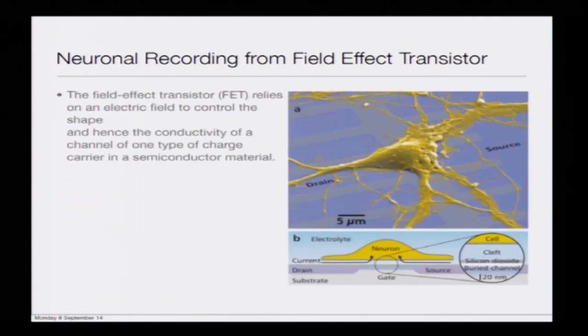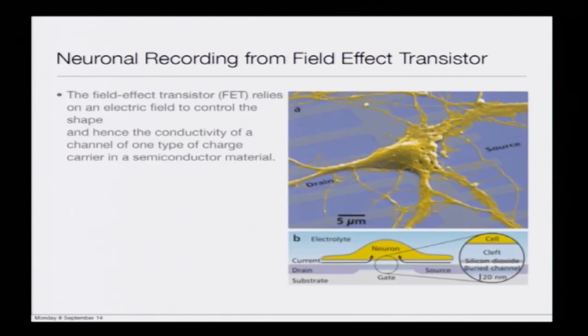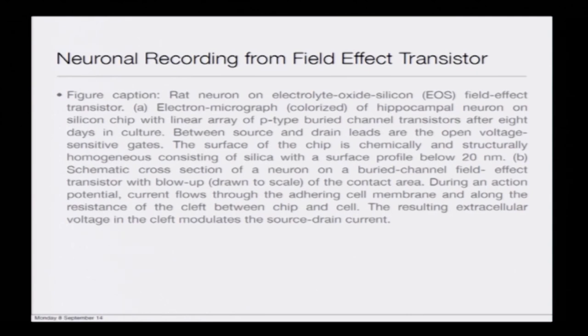Now, you realize why it is important to ensure that there is no leaching taking place, because for 8 days, 20 days you are growing a neuron on top of a silicon chip. If there is leaching, this cell will die. Okay. Now, coming back, the surface of the chip is chemically and structurally homogeneous, consisting of silica with a surface profile below 20 nanometer. The schematic cross section of a neuron on a buried channel field effect transistor with blow up drawn to scale of the contact area.